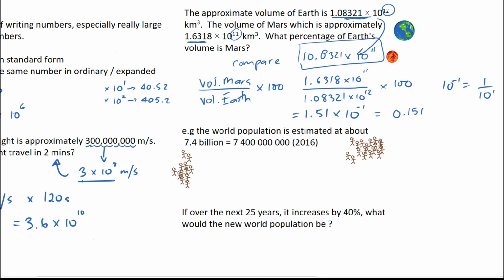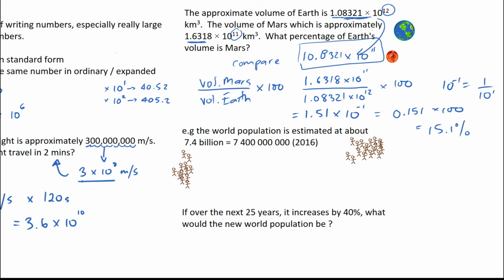So this number ends up being 0.151. But of course we're going to multiply that by 100 to give us the percentage. So it's about 15.1%. So the volume of Mars is about 15% of the volume of Earth.